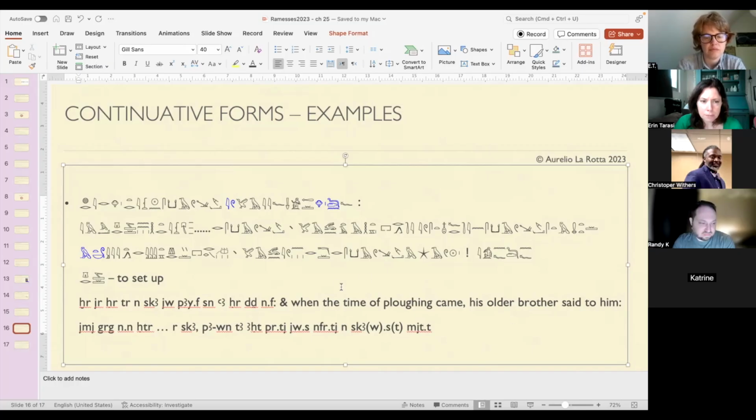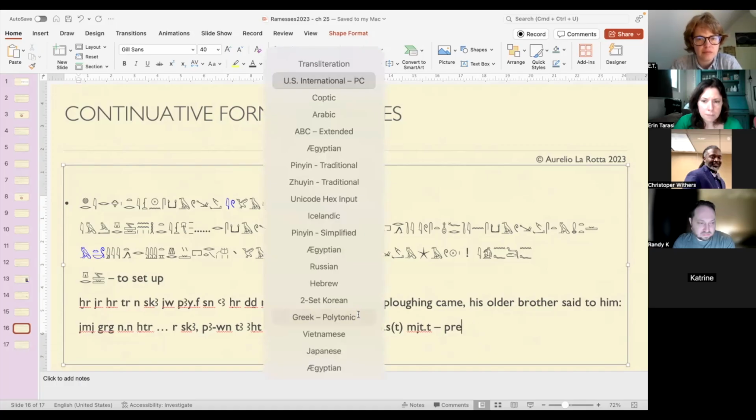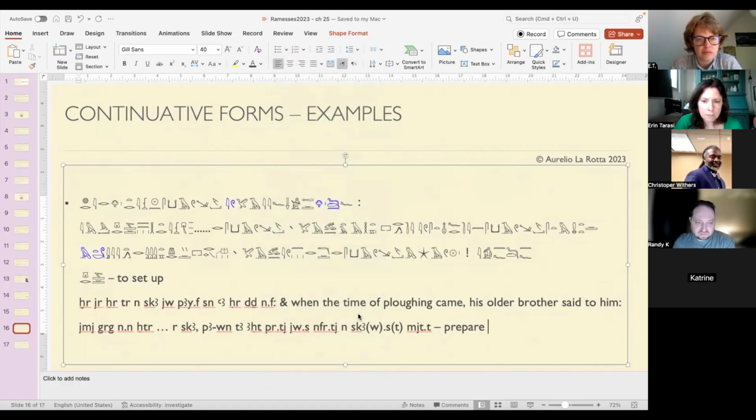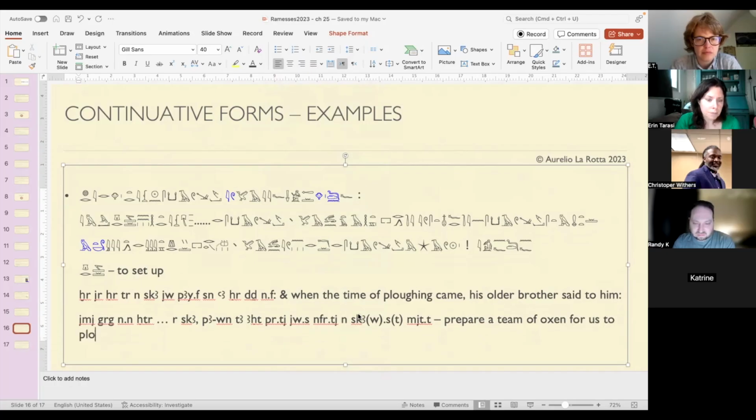Okay, want to take it until here? Where are we at here? Starting from, okay, so we got the part prepare. Or are we going to translate? Either way. Okay, yeah, let's translate. So preparing a team of oxen, or preparing the animals for us to plow. Why would you make it a gerund though? I would just say prepare a team of oxen for us to plow. That's right.